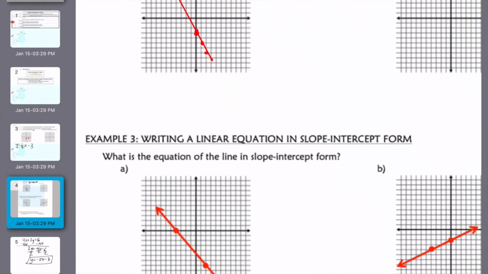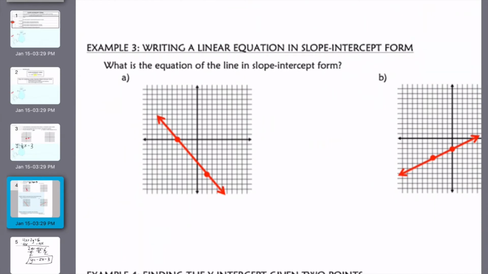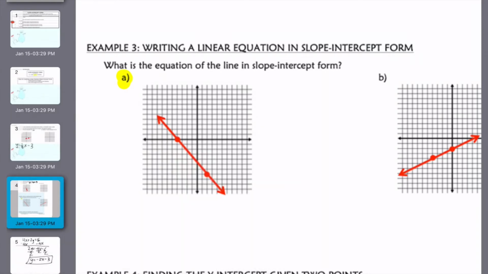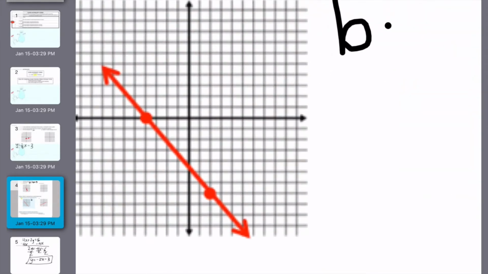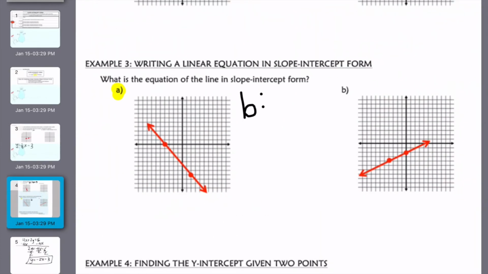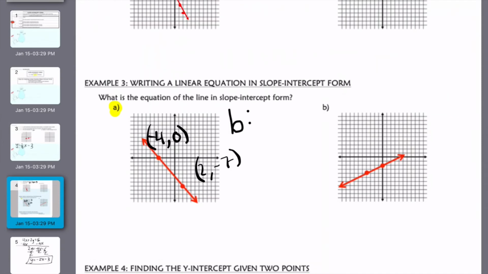Let's try another example. What is the equation of the line in slope-intercept form? Again, we're going to do part A. The first thing that I want to try to figure out is what is my y-intercept? What is my b? Okay, I look to see right through here. Oh, well, that's kind of hard to see, kind of hard to tell. So what I'm going to do is I'm going to try to find my slope. So it looks like my points are at (-4, 0) and (2, -7). I just took a little pause in the video and wrote those down there.